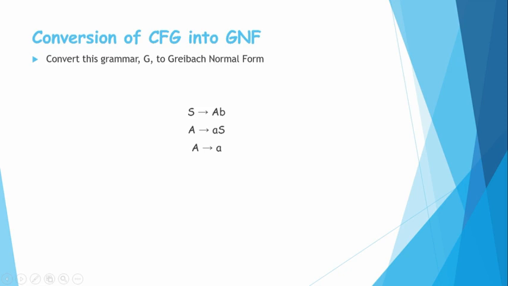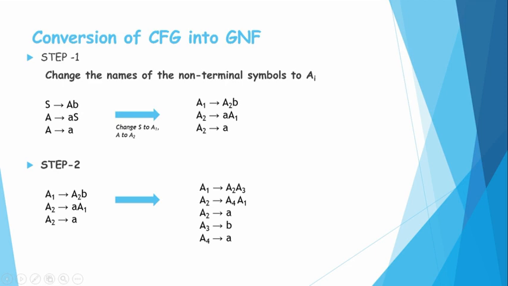So the very first step is to change the names of the non-terminal symbols to Ai. This S we change to the name A1 and this A to A2. This again A to A2, S again to A1, and the rest as it is, A to A2. Now the second step: we have changed the names of non-terminals, but we also have to change the names of terminals. So here B is changed to A3 and A is changed to A4. Here it is showing A3 deriving B and A4 deriving A.